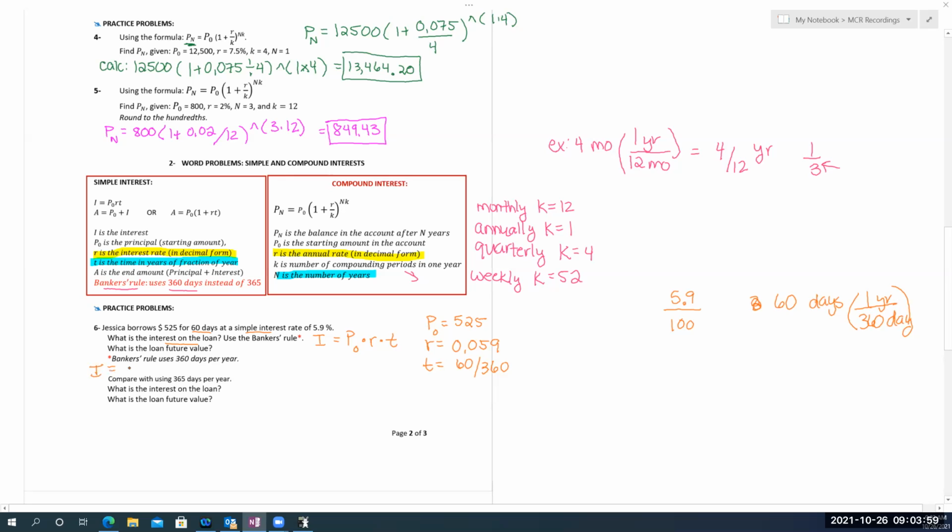So the I is going to be PO times R times T, which is 60 divided by 360. You can put all that in the calculator at once. Multiplication and division is left to right. So I end up with 5.16 as the interest. And then when it says what's the future value, that's this A, which is the amount later, is principal plus interest. So principal plus the interest. That also makes sense. It's what we're paying total. So that's 530.16.